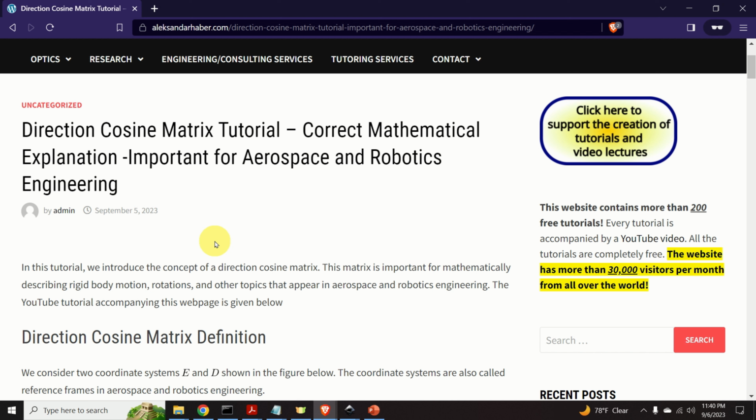This matrix is very important for mathematically describing the rigid body motion, rotations, and other topics that appear in aerospace engineering and robotics. Also, the direction cosine matrix is related to quaternions, which are very important in robotics and aerospace applications. We will cover quaternions in our future video lectures.